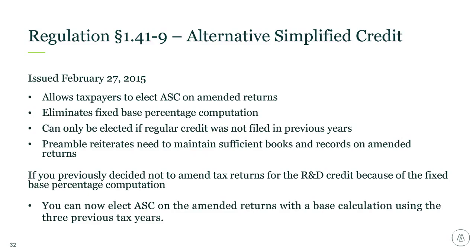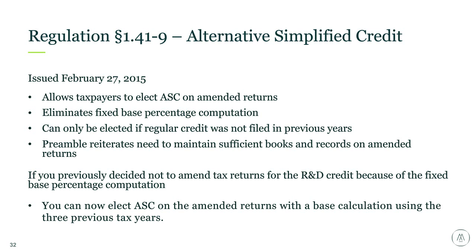So there's been a couple changes in the past few years related to the R&D tax credit. And this first one here is a Treasury regulation that came out in 2015. It's related to the alternative simplified credit calculation option. That's one of the two options that you can use to calculate the R&D credit. And this regulation in 2015 says that taxpayers can now use this simplified method on amended tax returns. In the past, this wasn't an option, but now going forward it is.